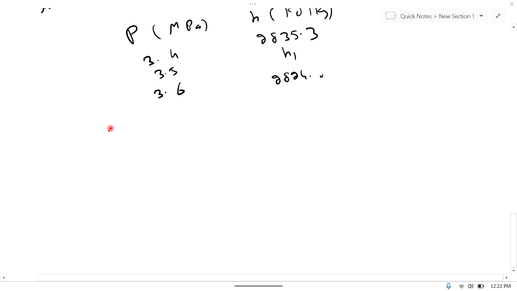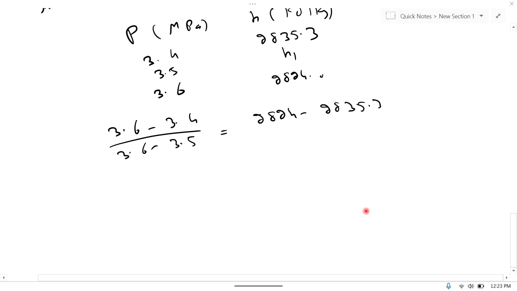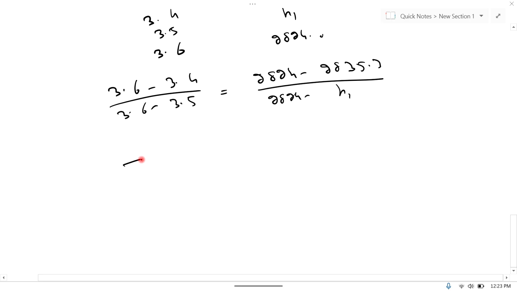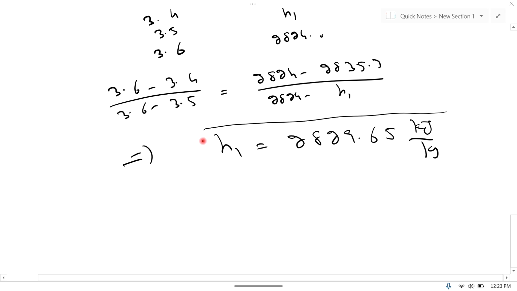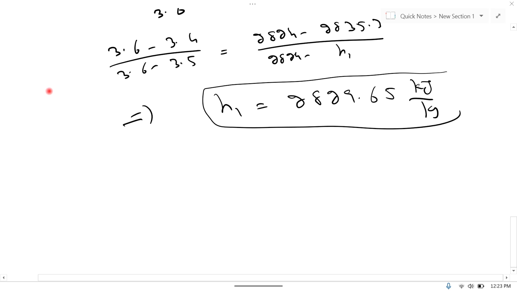So with 3 points, third minus first divided by third value minus second value is equal to third value minus first value divided by third value minus H1. So rearrange this equation and find H1. So H1 will be equal to 2829.65 kilojoule per kg. Now we are finding H2.